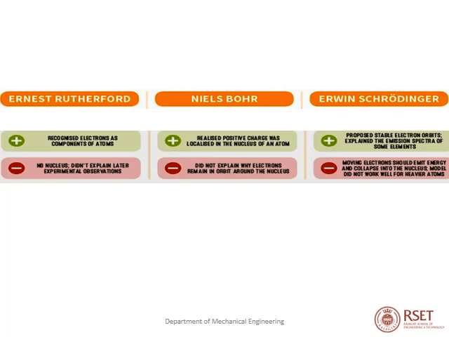Then Erwin Schrödinger proposed stable electron orbits and explained the emission spectra of some elements. But moving electrons should emit energy and collapse into the nucleus, and the model did not work well for heavier atoms. Here also, for heavier atoms, it will not work well. So these were the findings and the limitations of the different models that we explained.